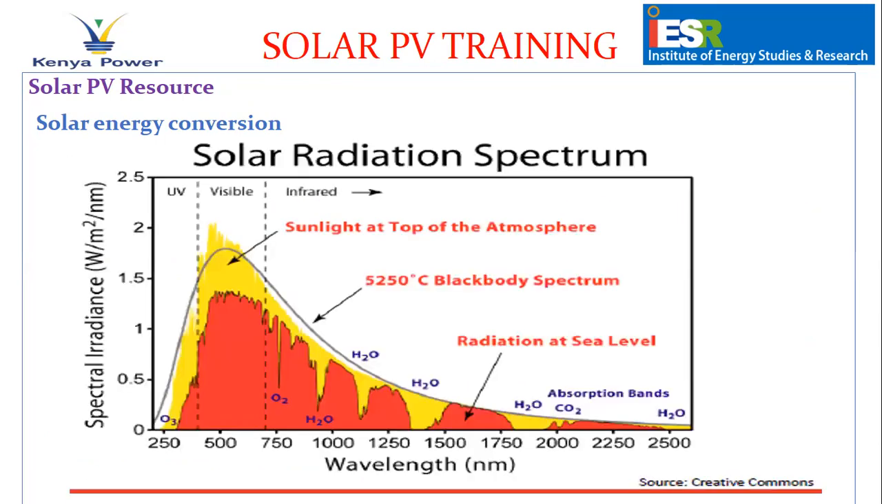So if you look at this curve that we have here, it is showing the distribution of solar radiation across various wavelengths. And we can see the spectral irradiance in watts per square meter.